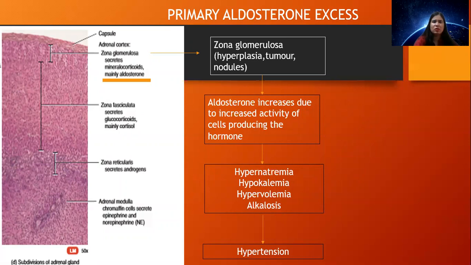So what happens in primary aldosterone excess or Conn syndrome? Generally a tumor, mostly unilateral. Aldosterone increases due to increased activity of cells producing the hormone, which leads to hypernatremia, that is sodium retention; hypokalemia, that is decreased amounts of potassium in the blood; hypervolemia, due to increased water reabsorption; and alkalosis due to increased removal of hydrogen ions from the body. The result is hypertension that is poorly controlled.